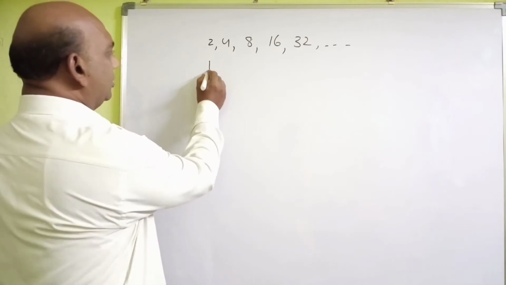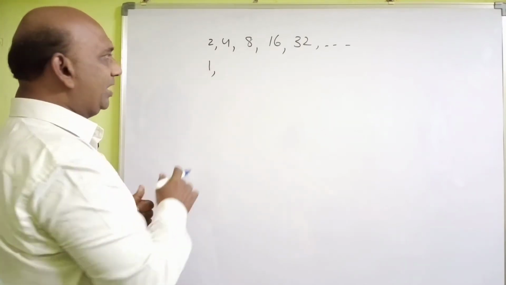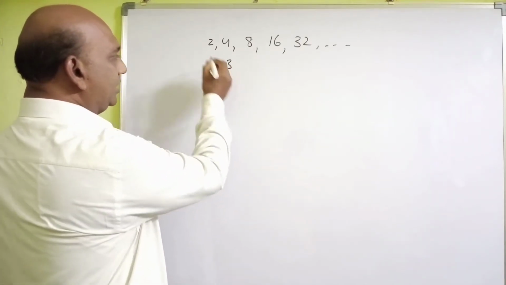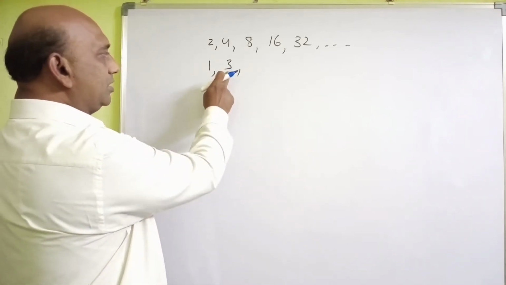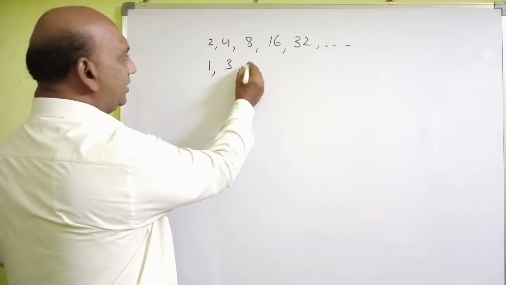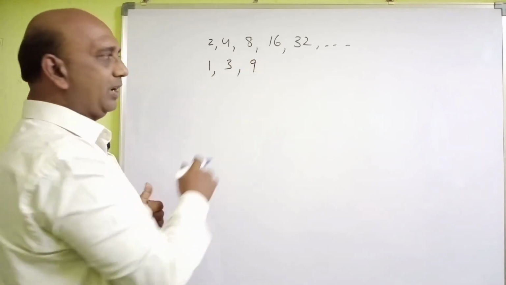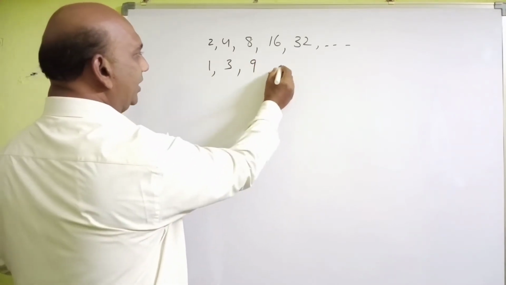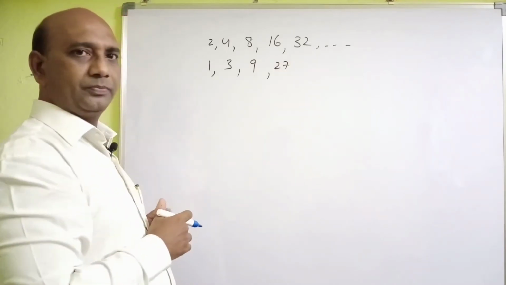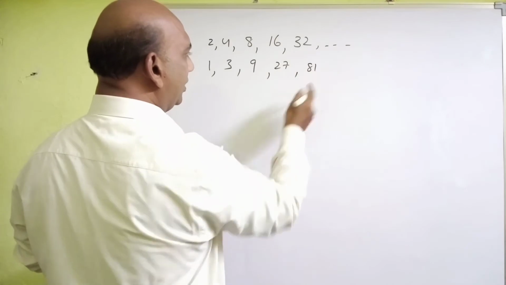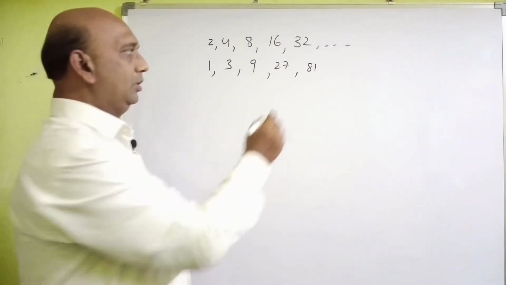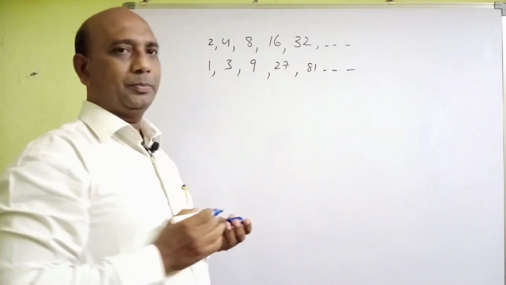So, let us take another example of geometric progression. Suppose the first term is taken as 1. If you multiply 3 to this one, you will get the second term. If you multiply another 3 to the second term, you get 3 times 3 is 9. If you multiply 3 to this 9, you get 9 times 3 is 27 as the fourth term. If you multiply 3 to this 27, you get 81 as the fifth term. Like this, we get a progression.